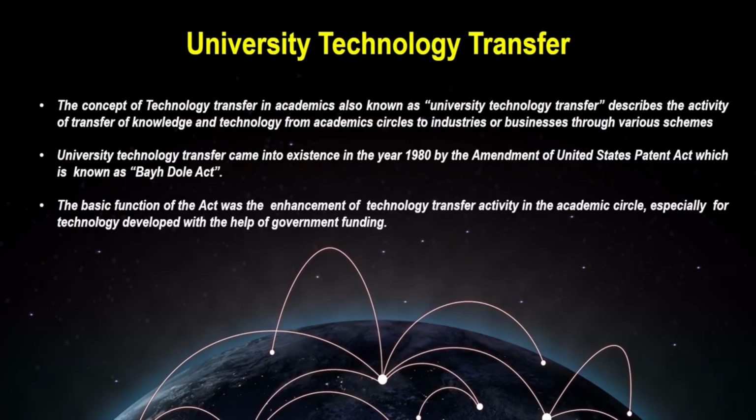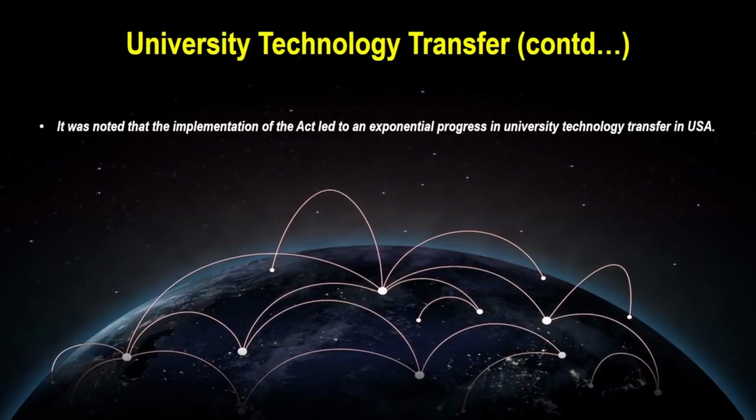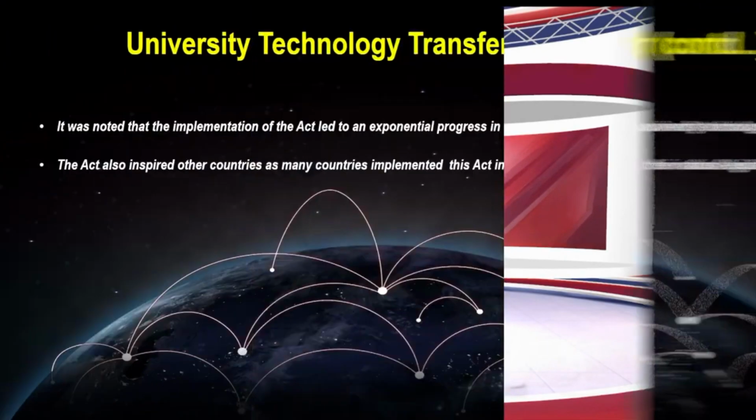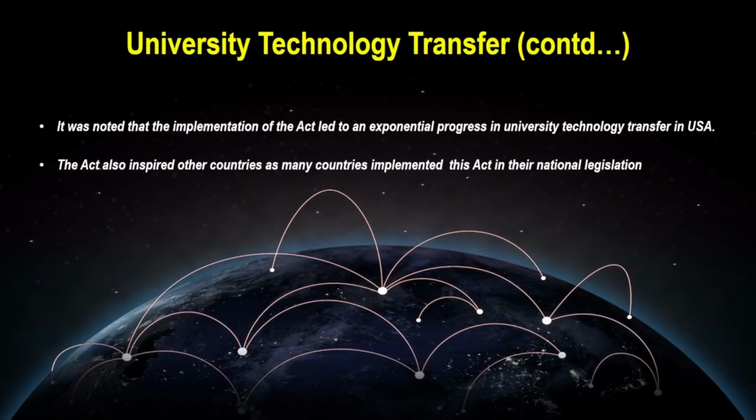Now, the basic function of the act was the enhancement of technology transfer activity in the academic circle, especially for technology developed with the help of government funding. And it was noted that the implementation of this act led to an exponential progress in the university technology transfer in case of United States of America. The act also inspired other countries, as many countries implemented this act in their national legislation.